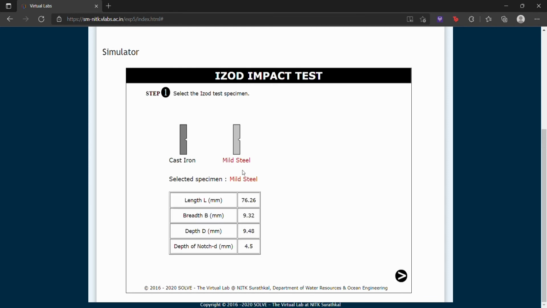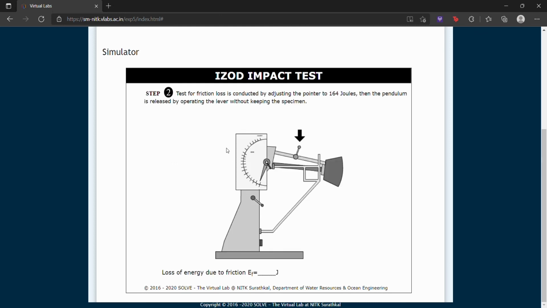Next, select mild steel for our test specimen. In step 2, the test for friction loss is conducted by adjusting the pointer to 164 joules. Then the pendulum is released by operating the lever without keeping the specimen. So we get that the loss of energy due to friction is 2 joules.